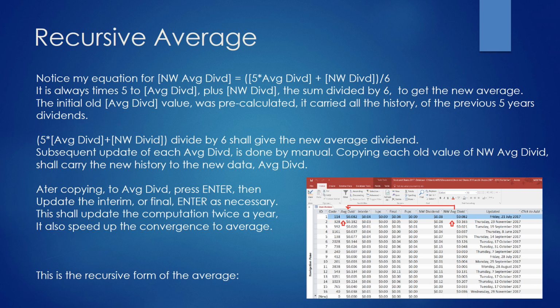This shall update the computation twice a year. It also speeds up the convergence of average. This is the recursive form of the average.